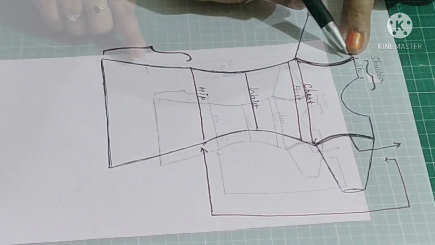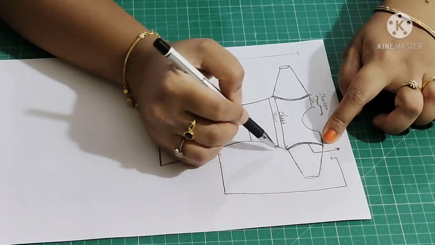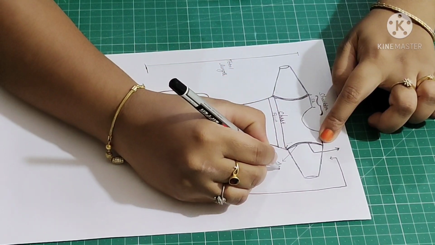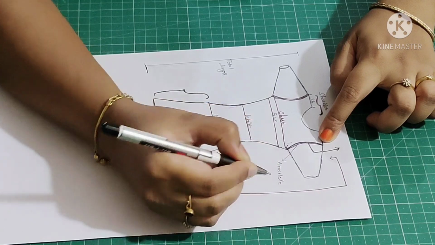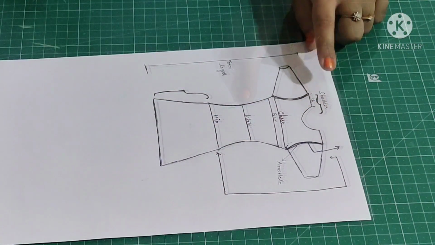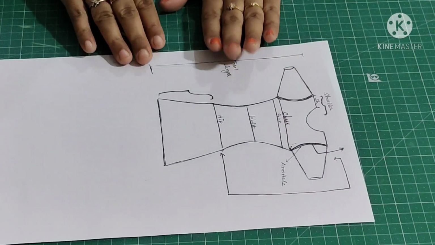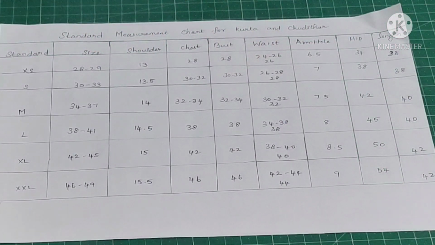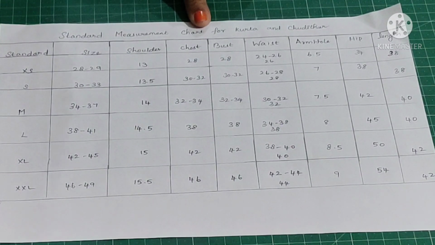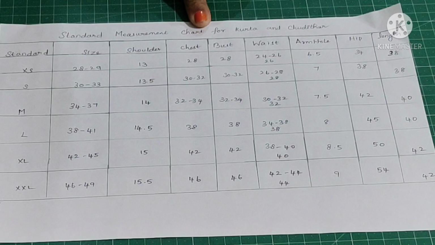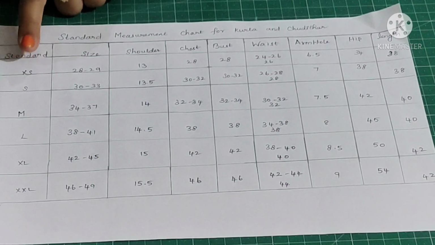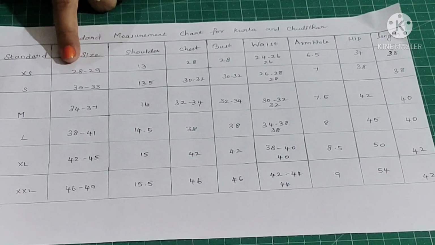Then comes the slit of the kurti. For armhole, we need to take the full circumference of the arms, then divide it by 2. That is the armhole measurement. So these are the required measurements we need to cut the kurti. Now I'll show you the standard measurements. Again, I would suggest this as a reference, but it is always better to take measurements from the body because each body type will differ from the standard size.